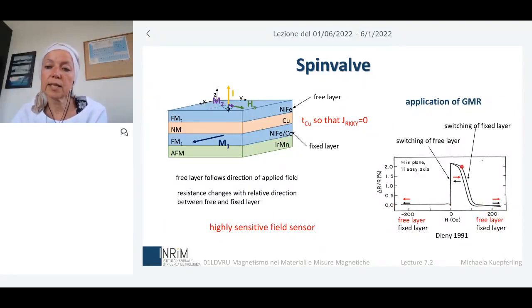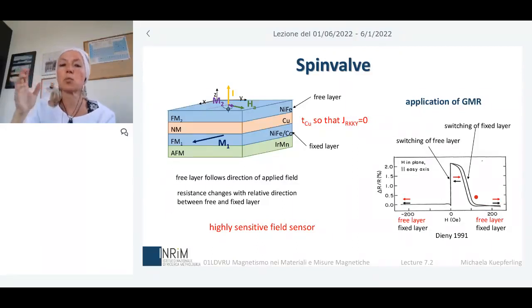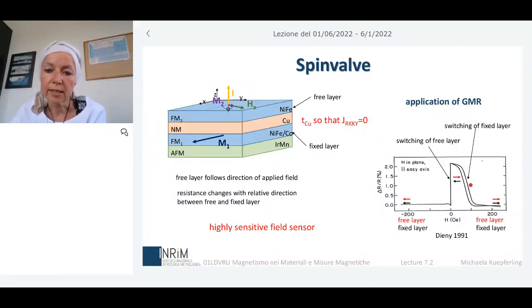So you can see here that there's some kind of hysteresis in this switching of the fixed layer, because we said this fixed layer is a little bit more hard material. It should have some kind of anisotropy. But of course, we also have some hysteresis here for the switching of the free layer, which is around 0. But here in this graph, you can almost not see it because we usually use a very, very soft magnetic material.